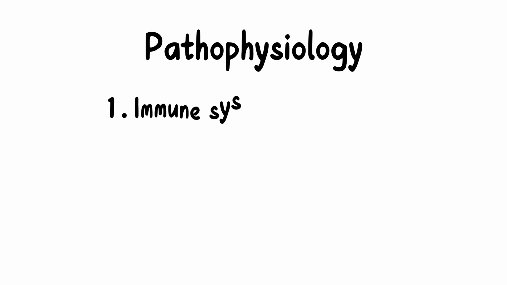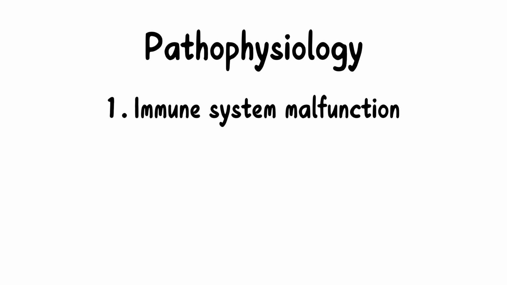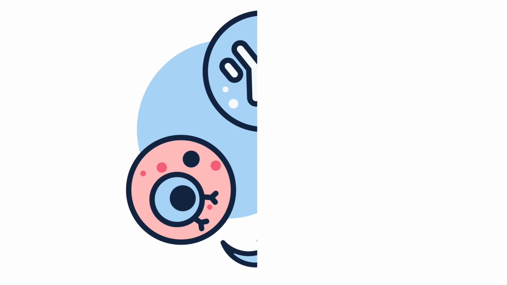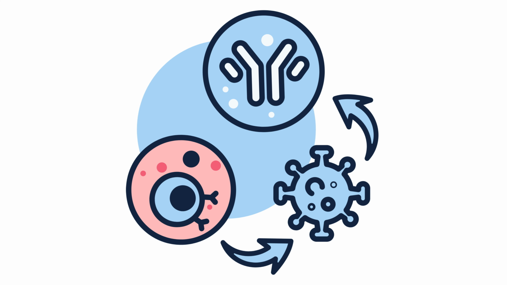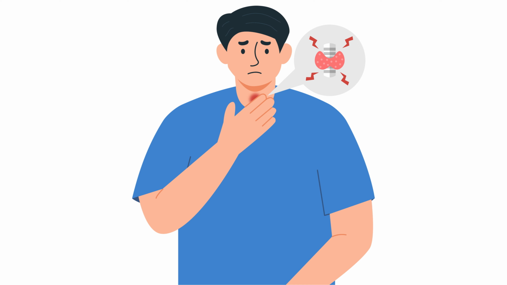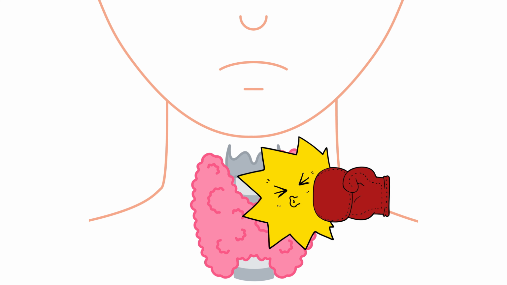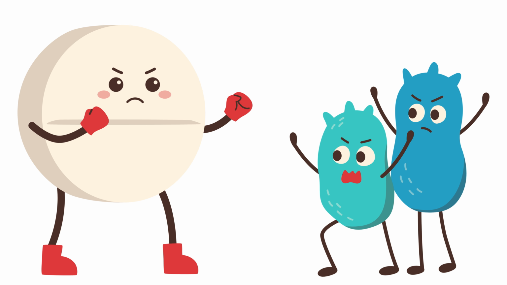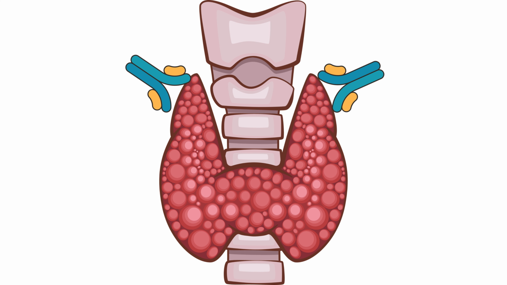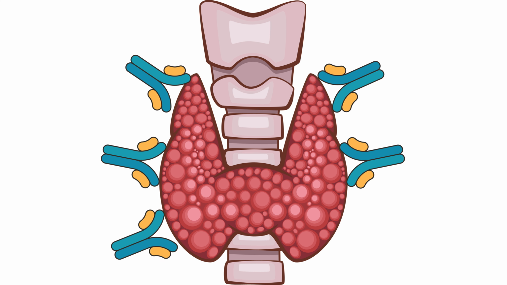Number 1. Immune system malfunction. In Graves' disease, the immune system becomes misguided and mistakenly targets the thyroid gland. Normally, our immune system helps protect the body from infections by attacking foreign invaders like bacteria and viruses. But in Graves' disease, our immune system targets the thyroid as if it's a foreign threat.